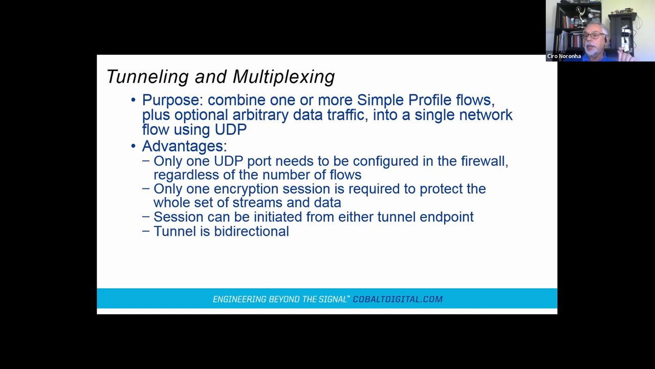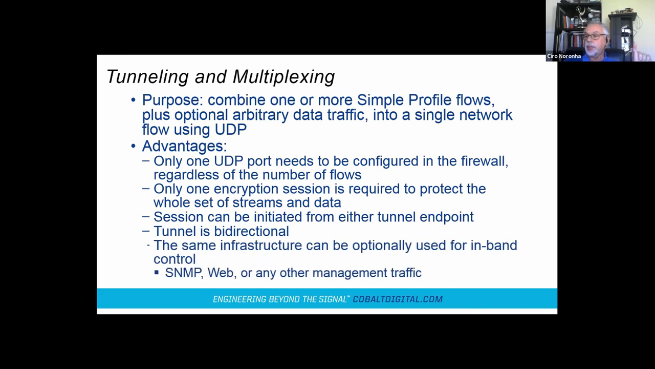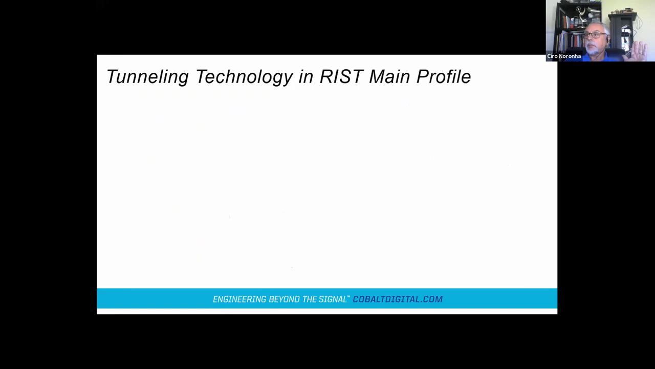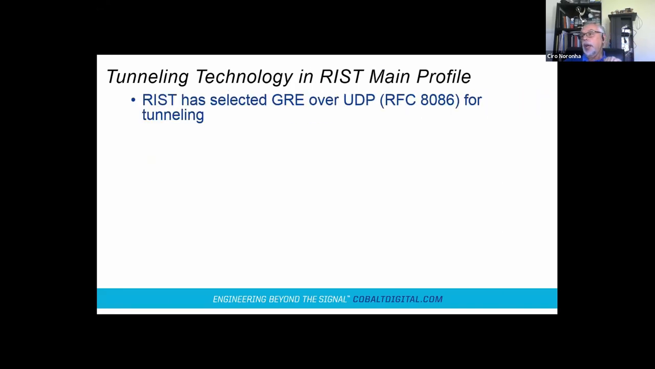And the tunnel is bidirectional, so you can have one RIST connection for multiple streams and use the same infrastructure for in-band traffic, in-band control. So you can do SNMP, web, or any other management traffic over a RIST tunnel. What's the technology? Since this is a technical talk, we have selected GRE over UDP, RFC 8086, for the tunneling. So it's very, very standard.